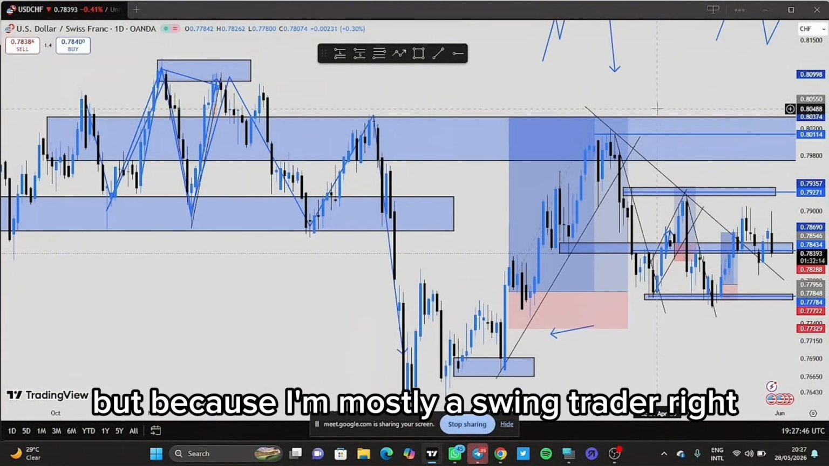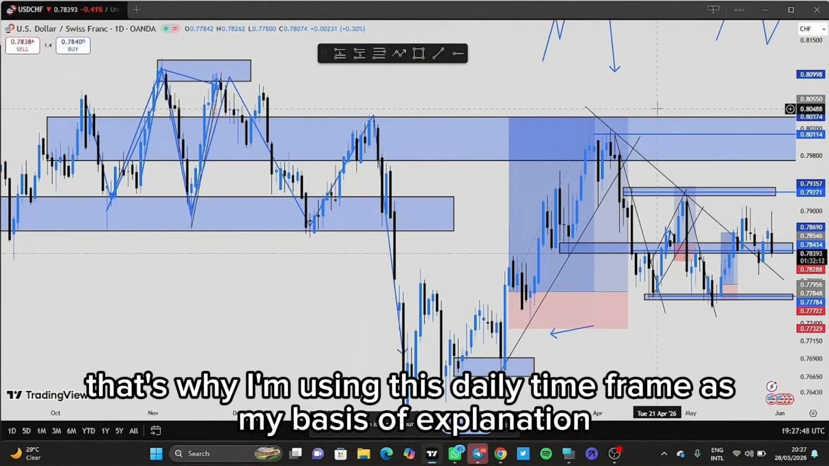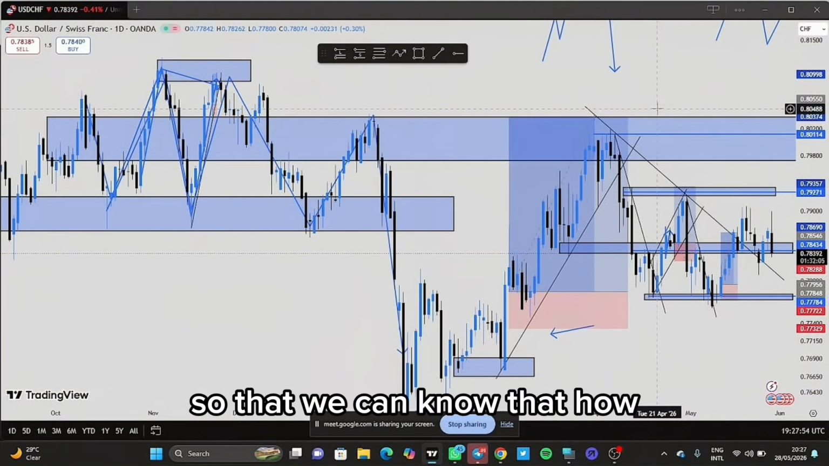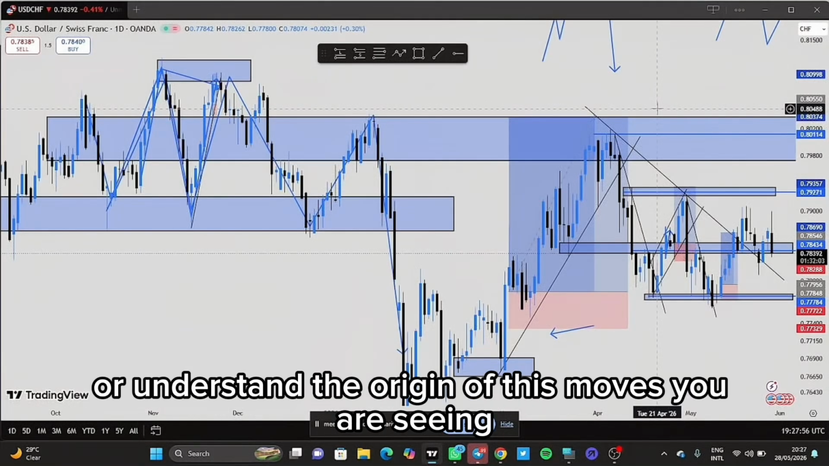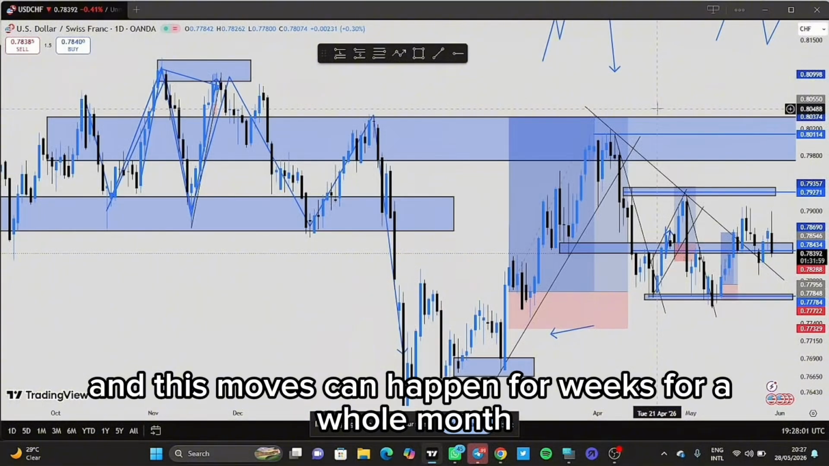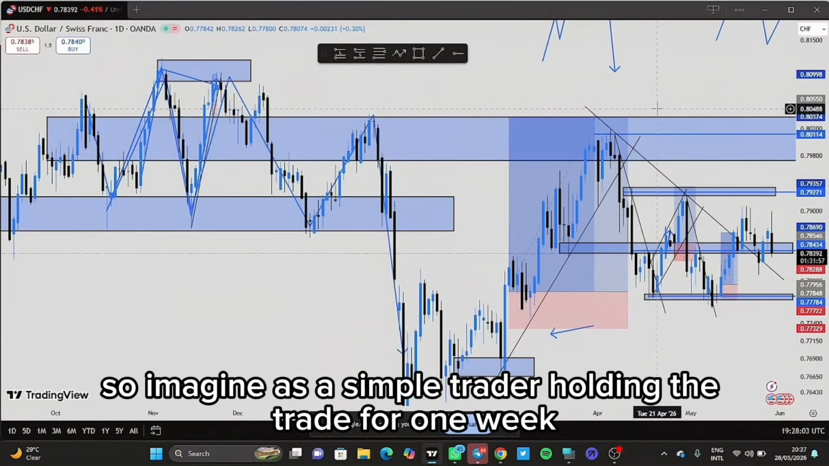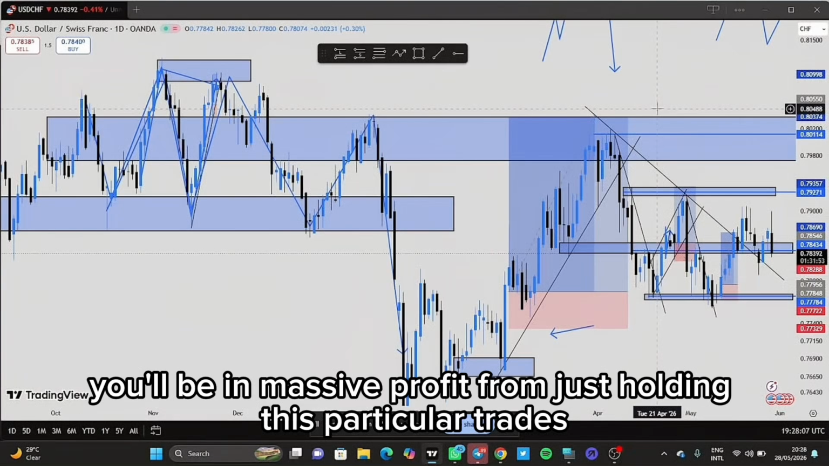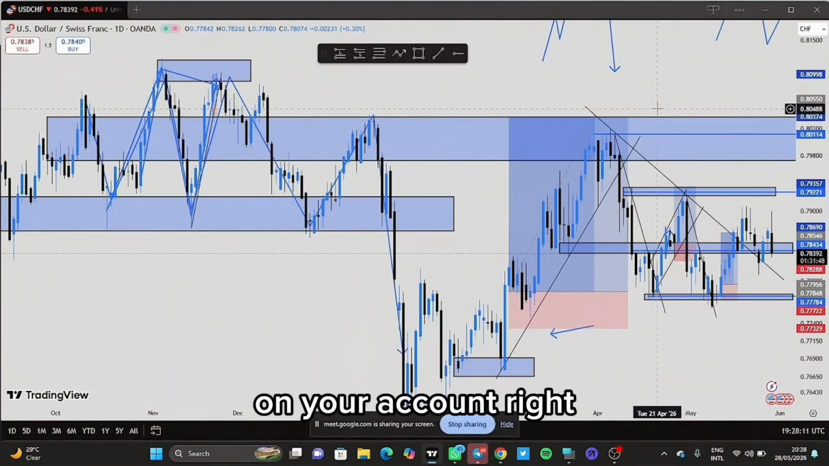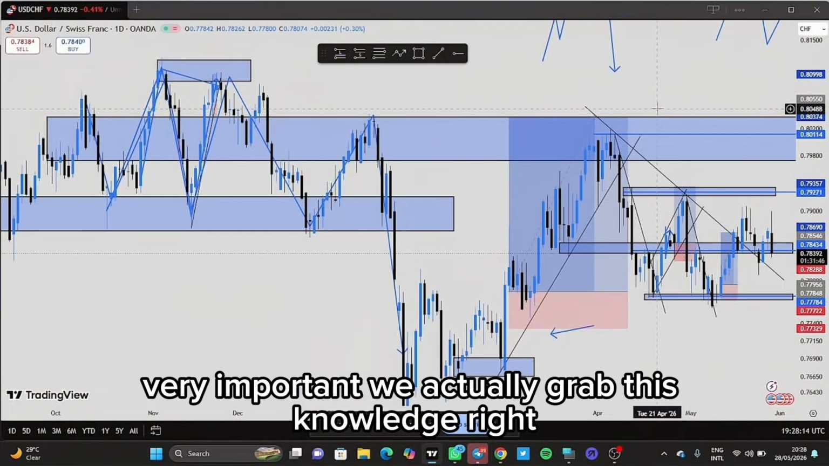But because I'm mostly a swing trader, that's why I'm using this daily time frame as my basis of explanation, so that we can understand the origin of these moves you are seeing. And these moves can happen for weeks, for a whole month. So imagine as a swing trader, you're holding the trade for 1 week, 2 weeks, 3 weeks. You see that you're making massive profit from just holding these particular trades on your account, right? So it's very, very important to grab this knowledge.